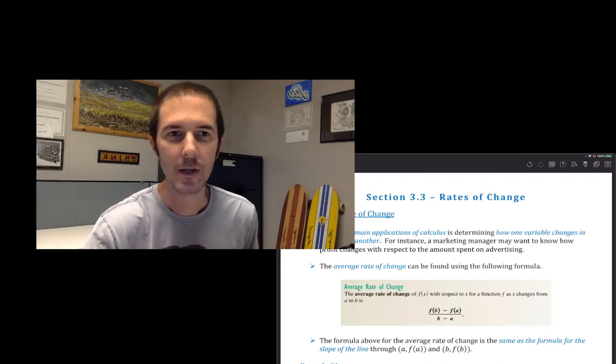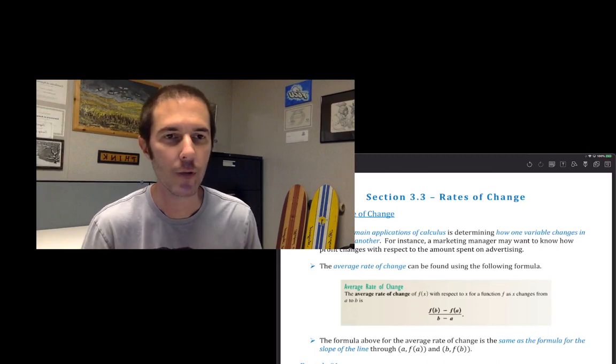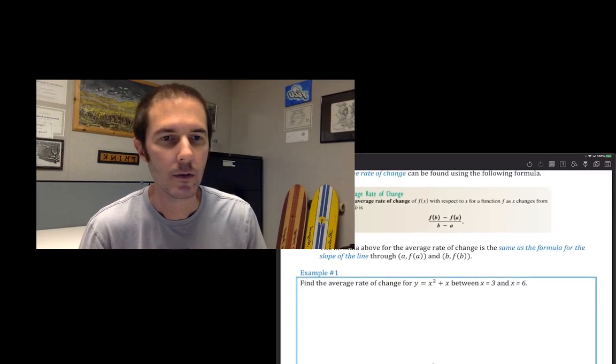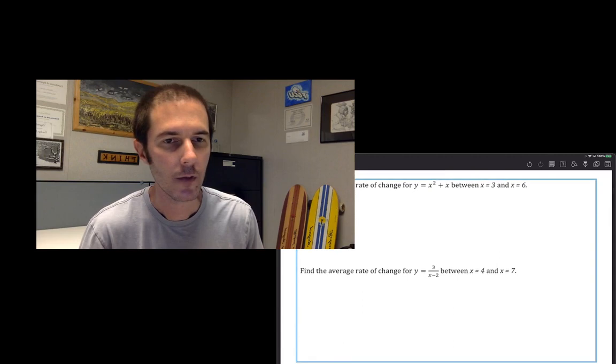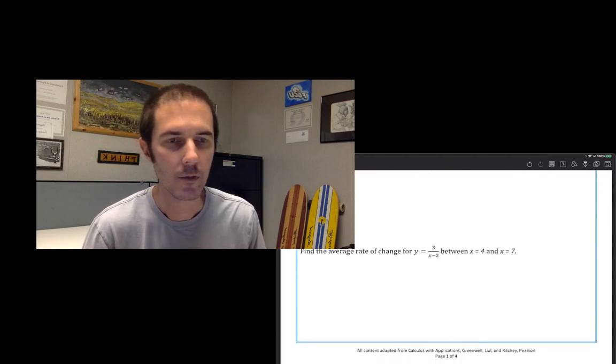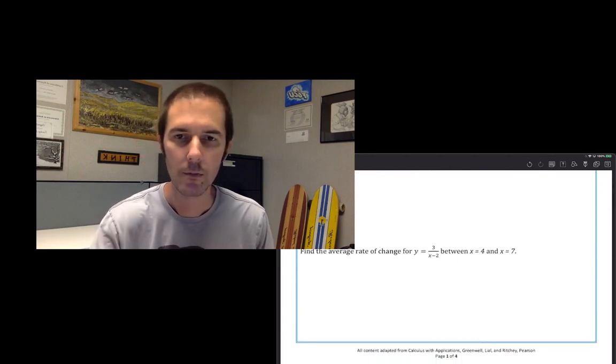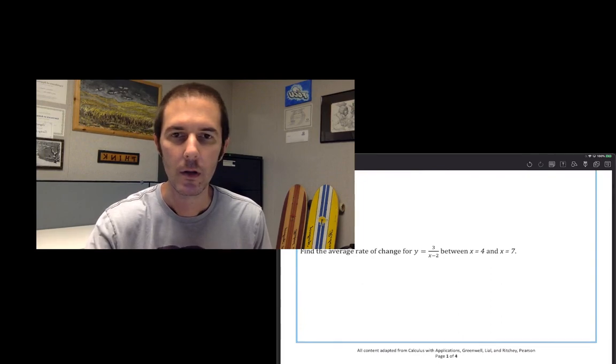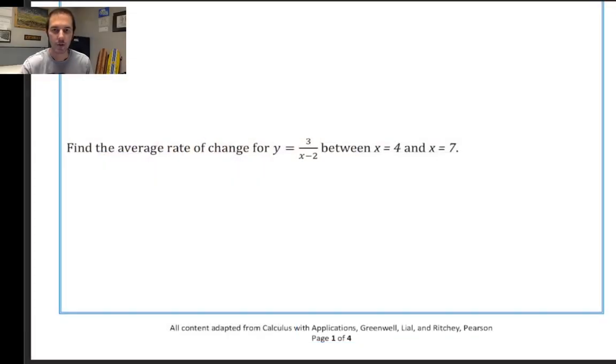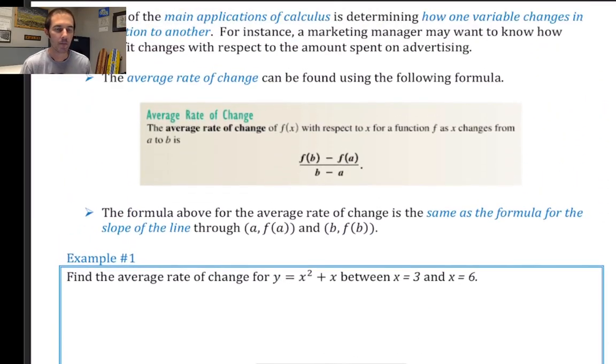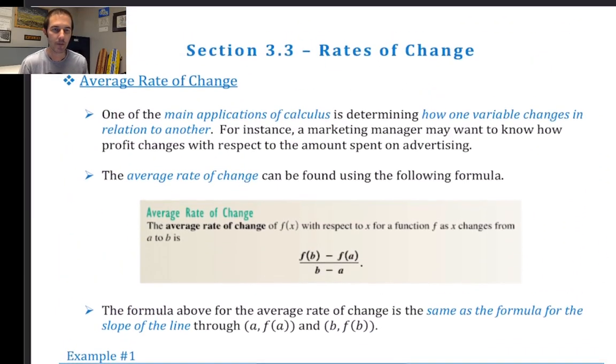Welcome to Elementary Calculus, Chapter 3, Section 3, where we will be talking about rates of change. These notes were created sampling some materials from Calculus with Applications by Greenwell, published by Pearson. And in our conversation about rates of change, you're going to see some familiar elements.